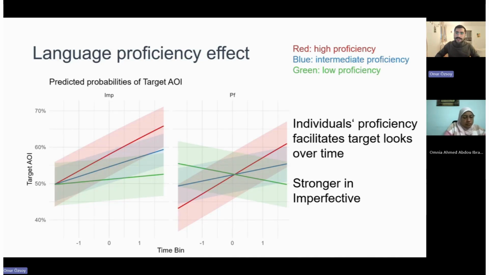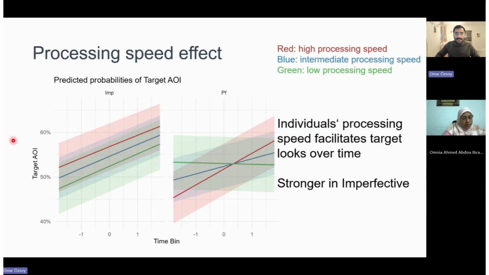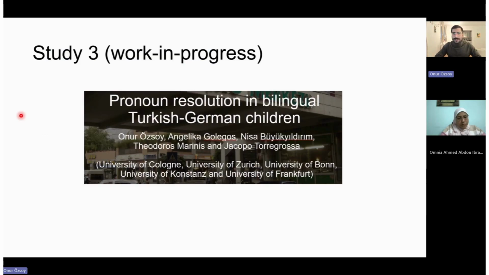This is for the heritage speakers. And remember, we also had the processing speed effect. Basically, this shows the same. So people with higher processing speed, people who can process anything in general faster, not just language, but as a cognitive skill, show more target looks earlier and in general than people with lower processing speed. So individual differences matter quite a bit here. The last study that I cannot talk about due to time is pronoun resolution in Turkish-German bilingual children, but we can dive into that if you are interested.